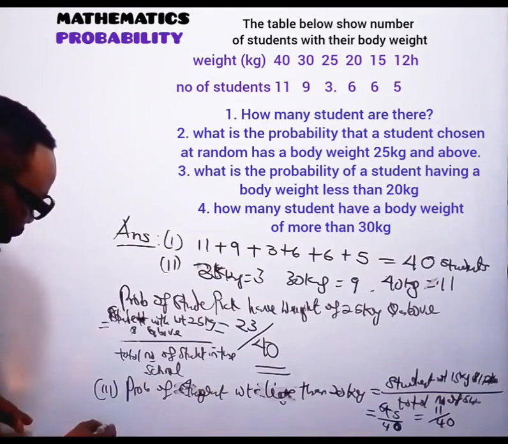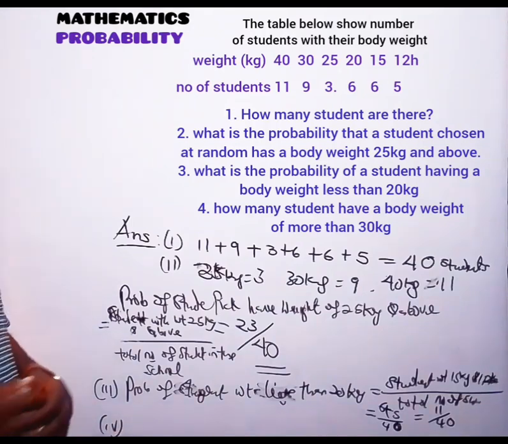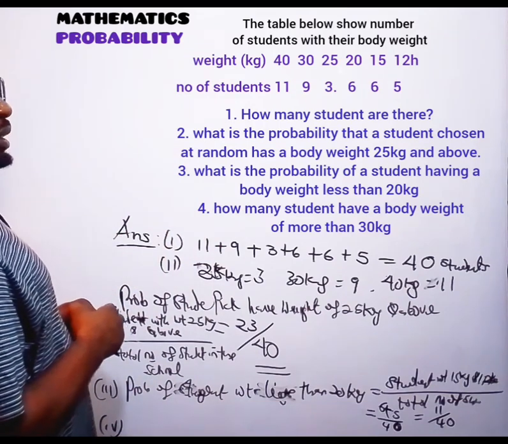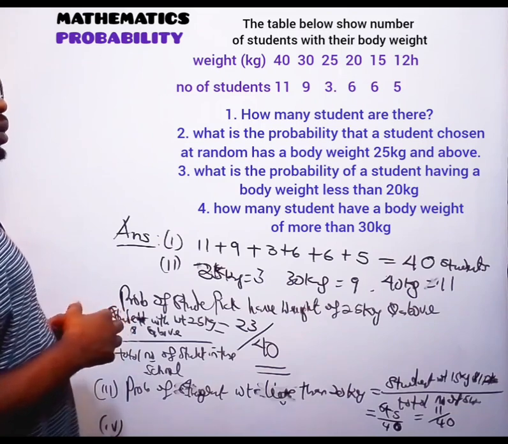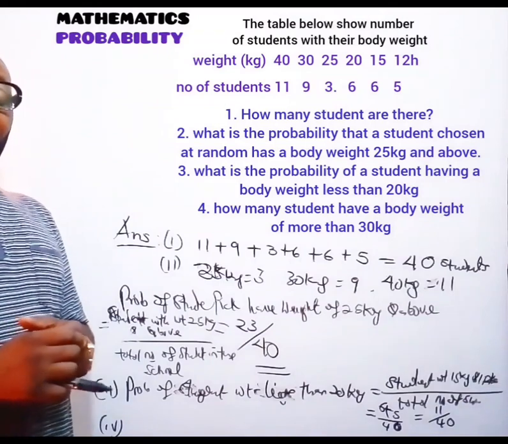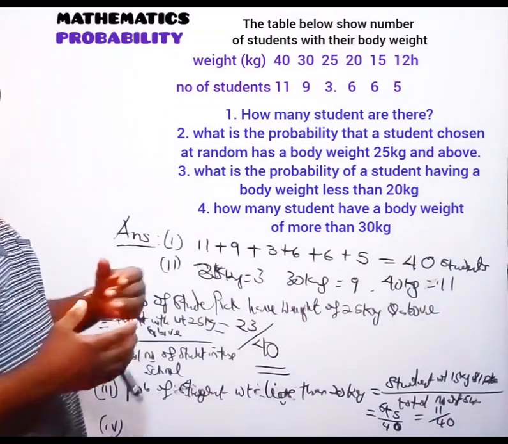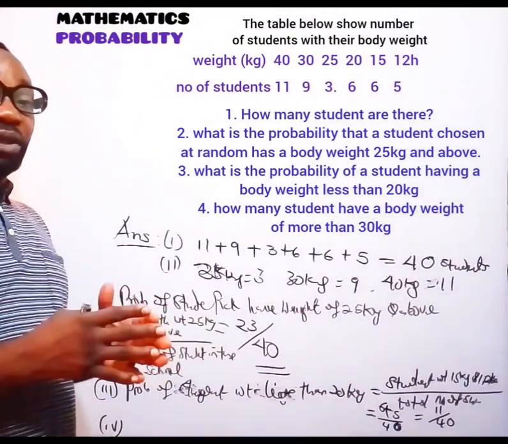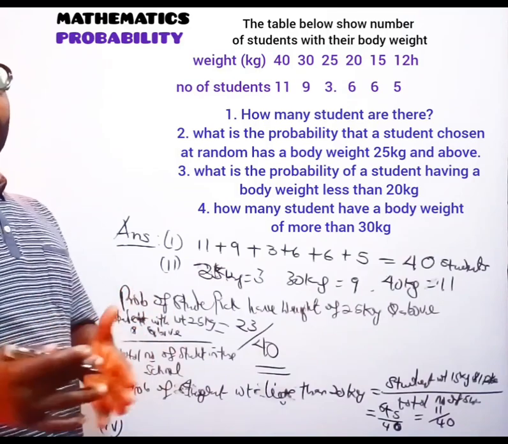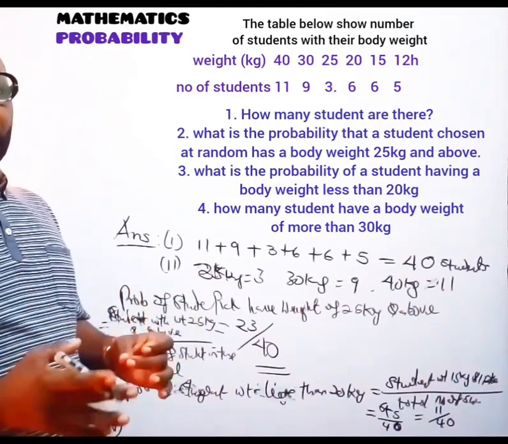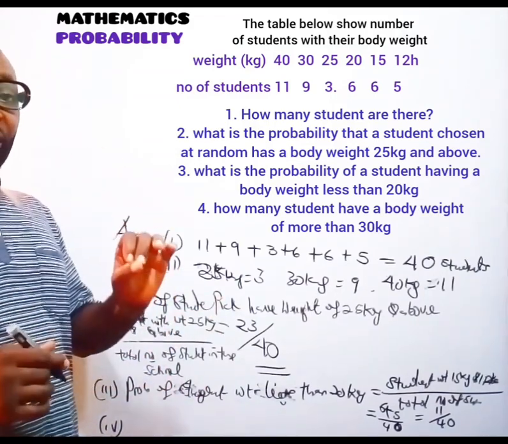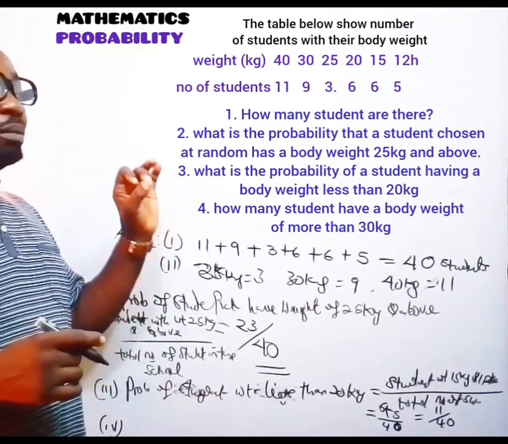And the fourth question says, how many students have a body weight of more than 30 kilogram? We are only asked for the number of students here. Don't forget, look at the question very well. You can see that they did not mention the probability. So we are only asked for the number of students that have a weight more than 30 kilogram.